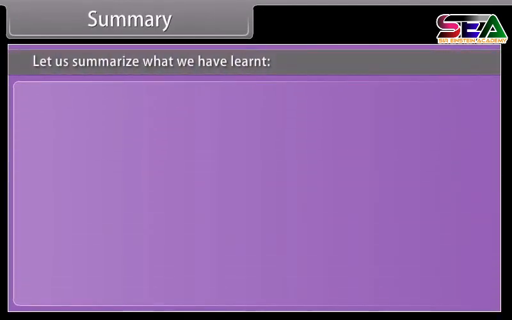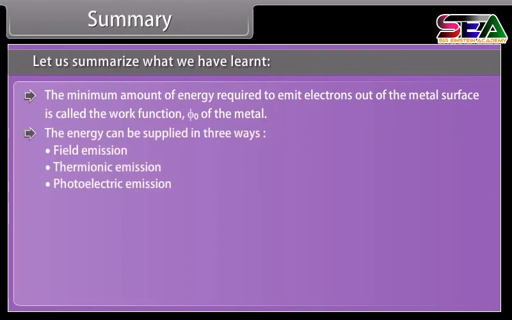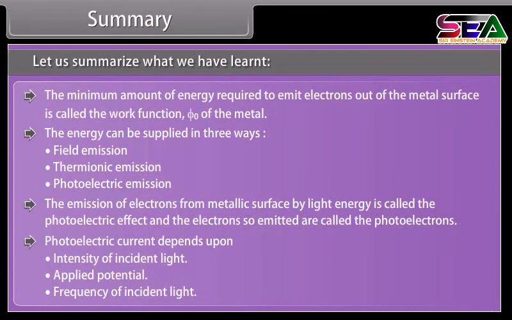Summary. Let us summarize what we have learned. The minimum amount of energy required to emit electrons out of the metal surface is called the work function phi 0 of the metal. The energy can be supplied in three ways: field emission, thermionic emission, photoelectric emission. The emission of electrons from a metallic surface by light energy is called the photoelectric effect, and the electrons so emitted are called photoelectrons. Photoelectric current depends upon intensity of incident light, applied potential, and frequency of incident light.